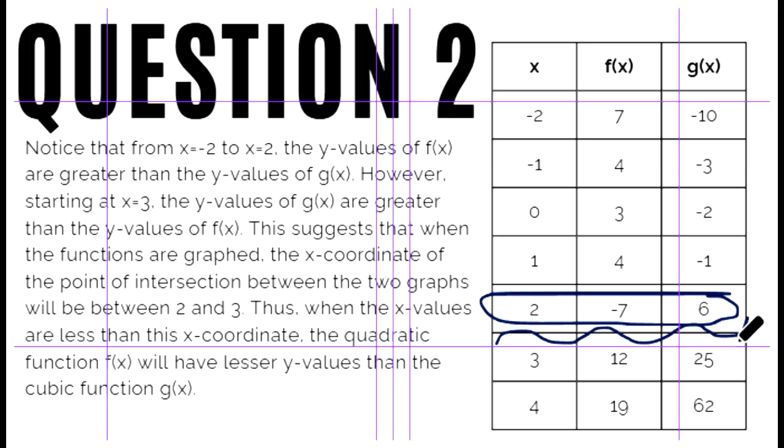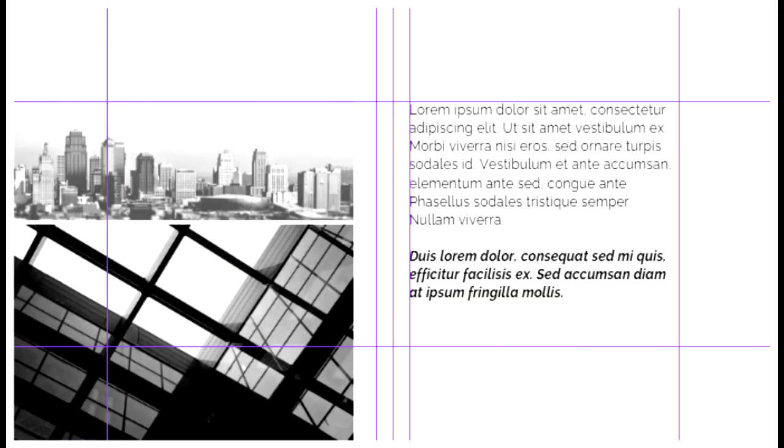When the x values are less than this x-coordinate, the quadratic function will have lesser y values than the cubic function. So this is the point, because sometimes it changes. If I have a graph like this with nice big open spaces, sometimes they change right here in between. So we need to go a step higher. Even though the change happens between here and here, we're not going to really see the change until here. I hope that makes sense.